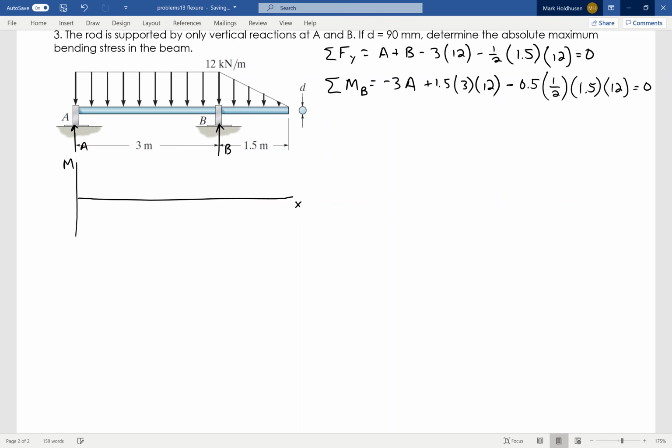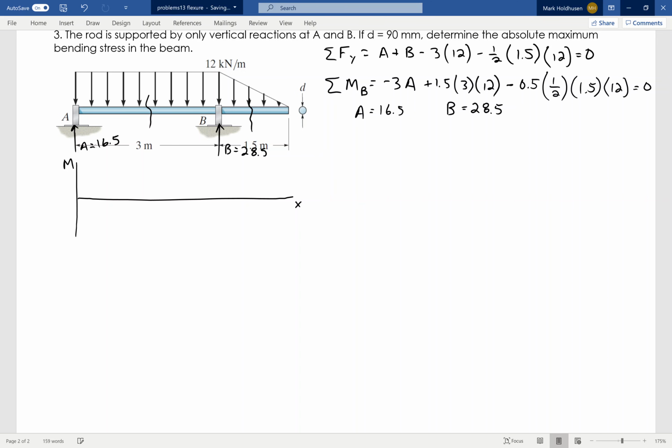So that's two equations, two unknowns. From that, I can find that A equals 16.5 and B equals 28.5. Again, this one's 28.5 and this one is 16.5. Now that I've got that, I can start piecing together the internal moment, the moment diagram.